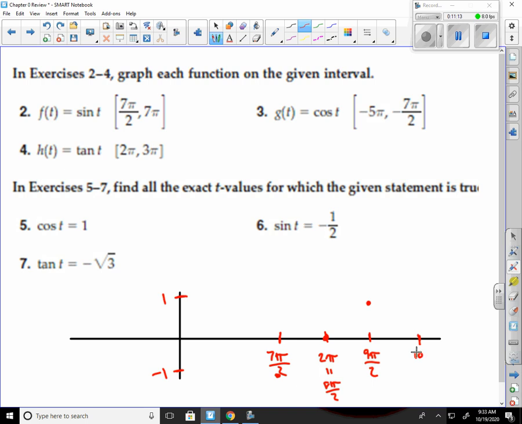10 pi over 2, or 5 pi, puts us back at 0. 11 pi over 2 puts us back at negative 1. And we just keep cycling through until we hit 14 pi over 2. Yeah, that's pretty, huh? I'm not going to give you one that long to graph, so that you have to keep cycling through it. In general, I'll give you one that's much shorter.